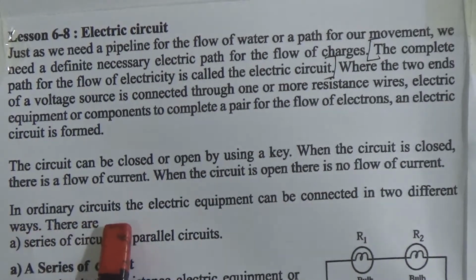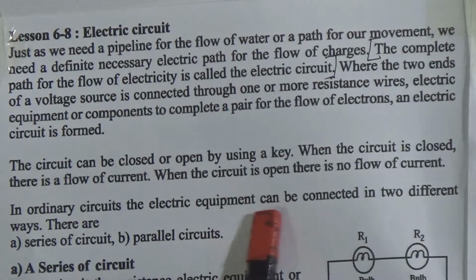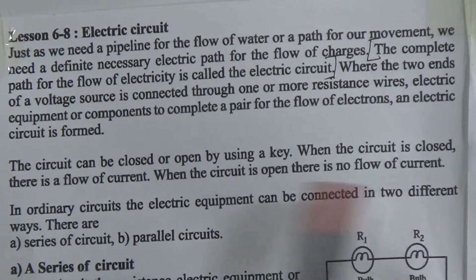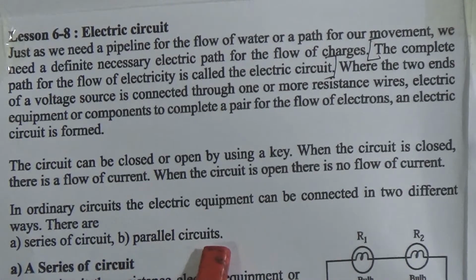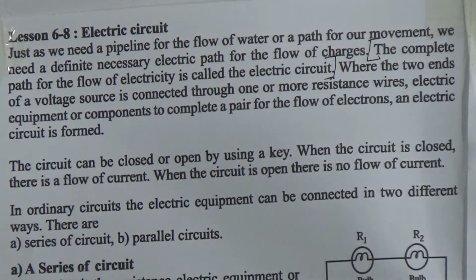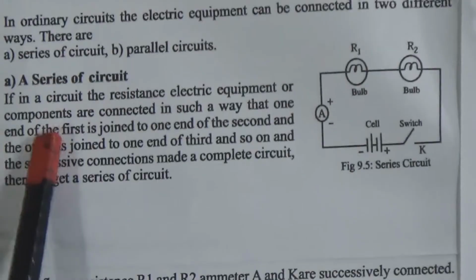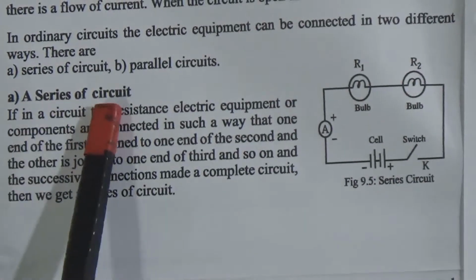In ordinary circuits, the electric equipment can be connected in two different ways. There are series circuits and parallel circuits. That means series circuits and parallel circuits are two types of circuits. First, we will discuss the series circuit.